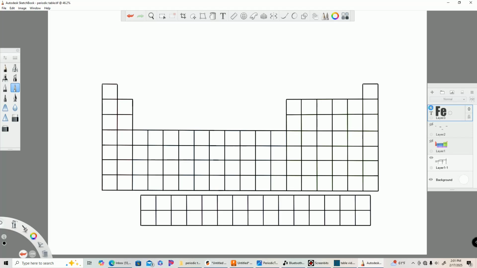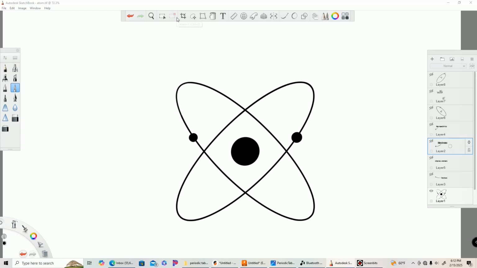At the end of the lesson, we will look at the element iron with chemical symbol Fe, and we will draw the atomic model for iron based solely on its position here in the periodic table. So let's get into it.